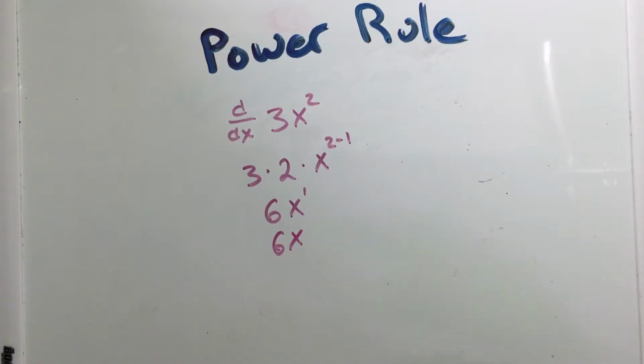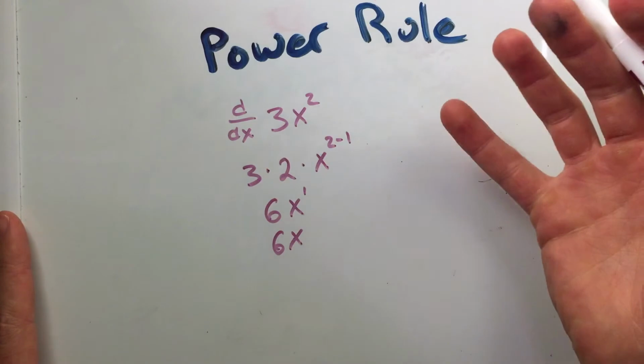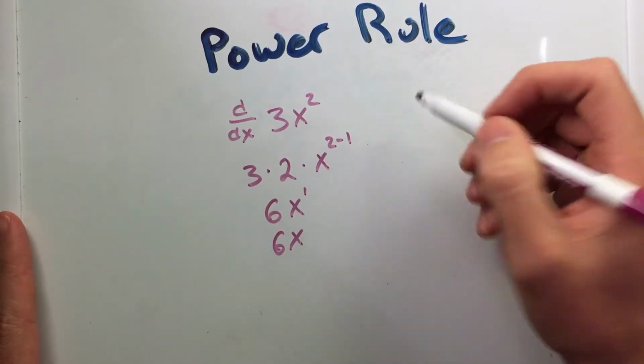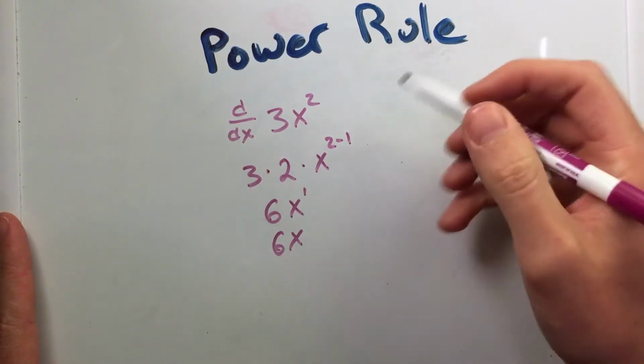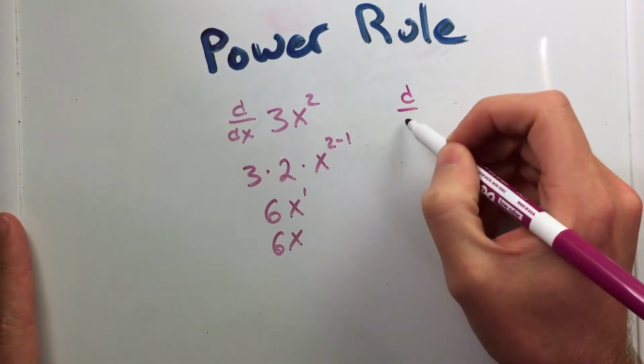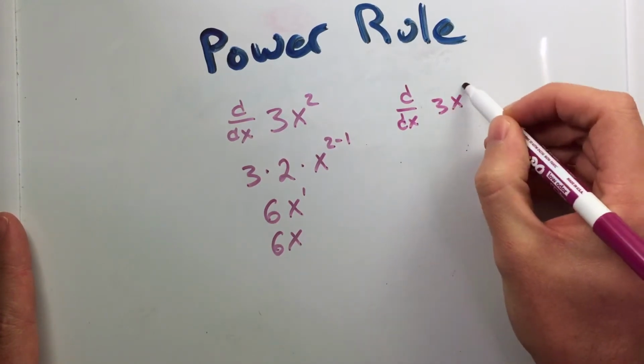It's not limited to just positive numbers. If I want to use the power rule with a variable to a negative power, let's just stick with almost exactly the same one here: the derivative of 3x to the negative 2.